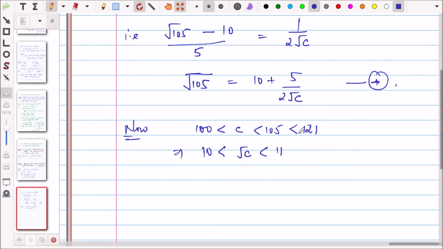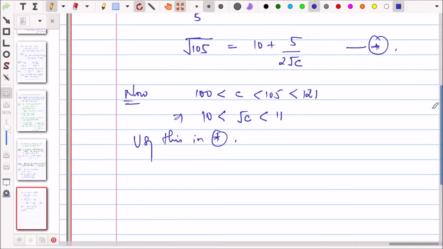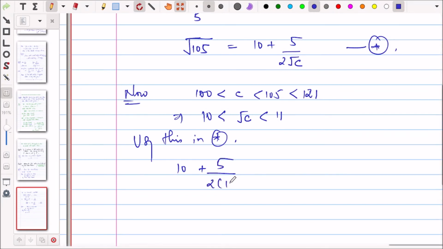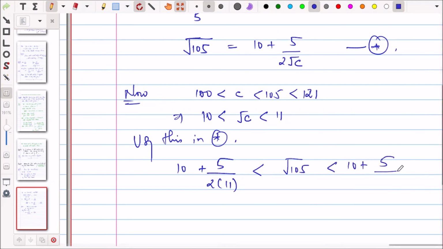So use this in star. Using this in star, what you get is: 10 plus 5 upon 2 into 11 is less than root 105 is less than 10 plus 5 upon 2 into 10, because if we replace root c with a bigger number, the value becomes smaller.